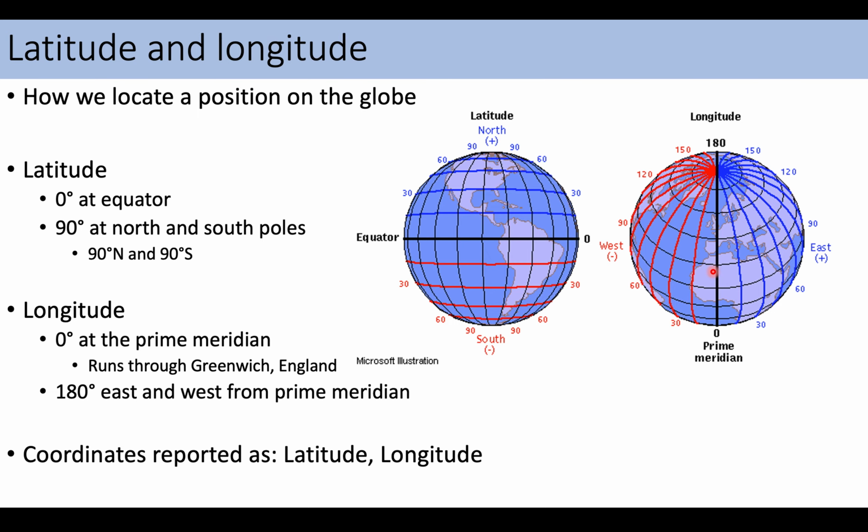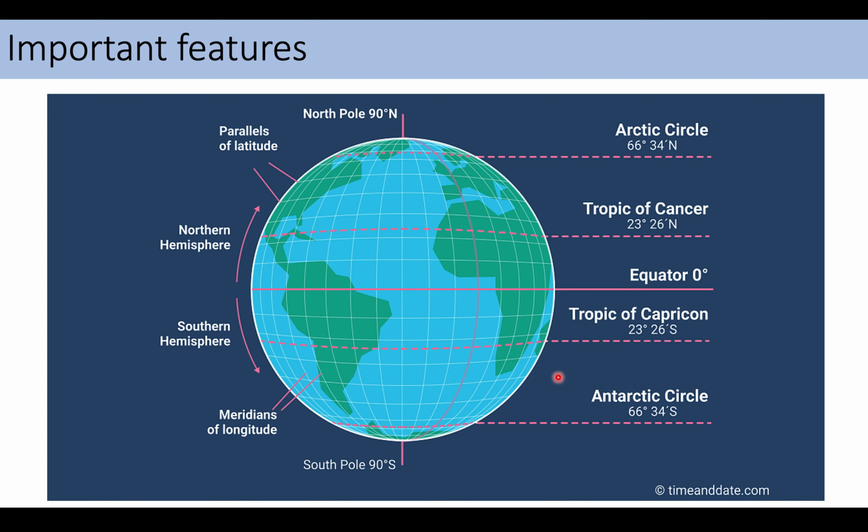So instead of north and south of the equator, we have east and west of the prime meridian. For this, we go from 0 at the prime meridian all the way around to 180 east, as well as all the way from 0 to 180 west. So you can either be east or west of the prime meridian. And when we report our coordinates, we always report latitude and then longitude, so 30 degrees north and 100 degrees west, for example. You wouldn't say your longitude and then your latitude.